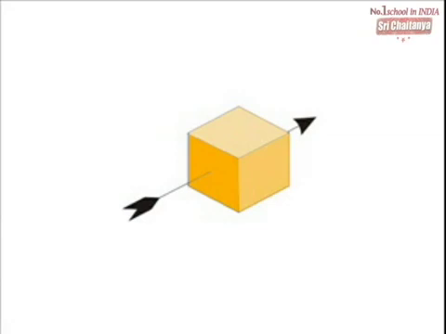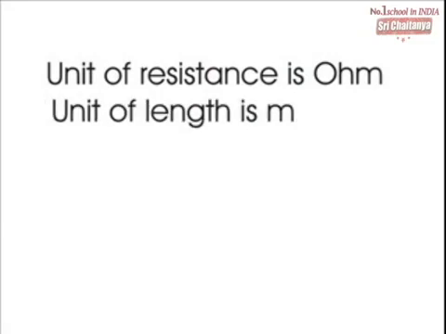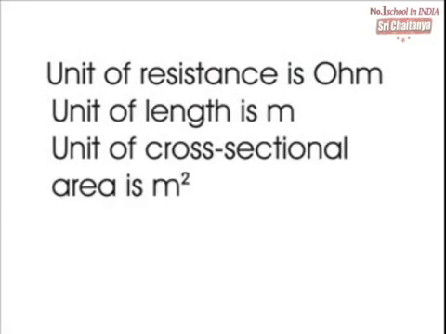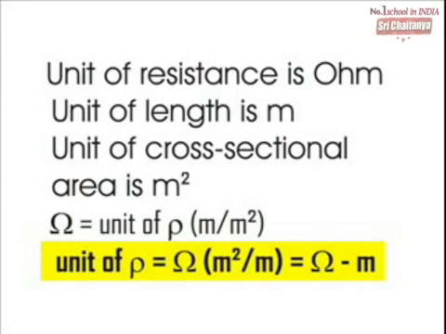Now, unit of resistance is ohm, unit of length is meter, and unit of area or cross-sectional area is meter square. Hence, ohm equals unit of rho into meter by meter square, or unit of rho equals ohm into meter square by meter, or ohm meter. This is the basic definition of resistivity, which comes from the basic law of resistance. Hope you got a clear idea.